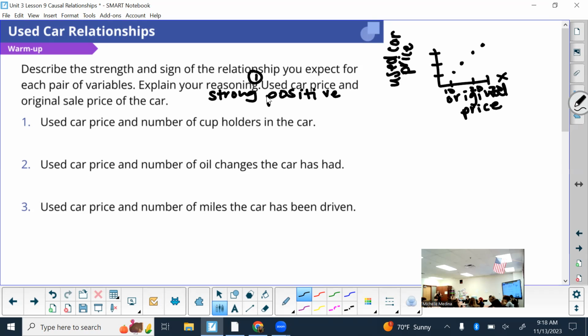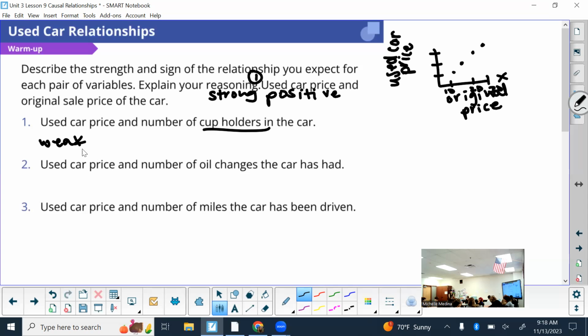So then table 8. When we compare the used car price to the number of cup holders in the car, do you think that there's a relationship there? Okay, so for this one, did you say no correlation or did you say weak correlation? Probably a weak.